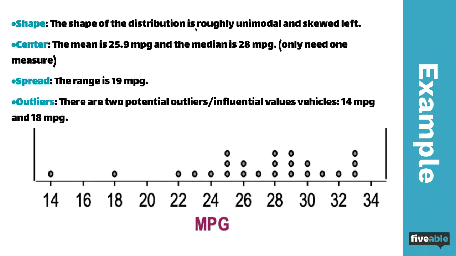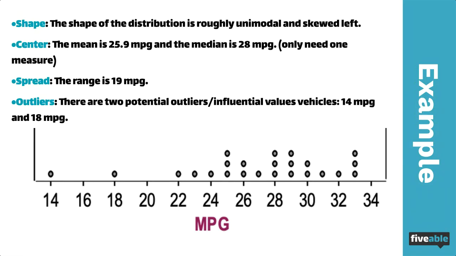The shape is roughly unimodal. There's one peak and skewed to the left, like we talked about, right? Skewed to the left. The left side brings down the data. The center is about 25.9. That's the mean. And the median is about 28. But we only need to talk about one measure. So I talked about the median being around 27, 28, same idea.